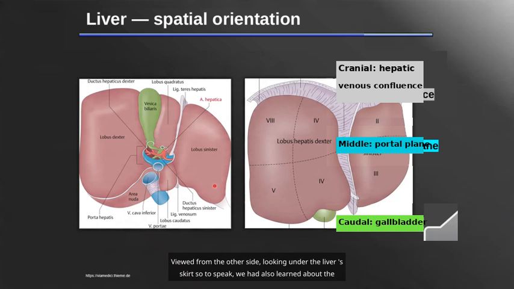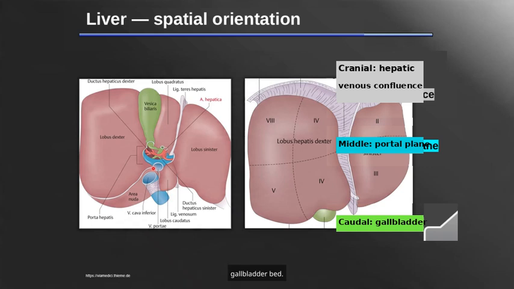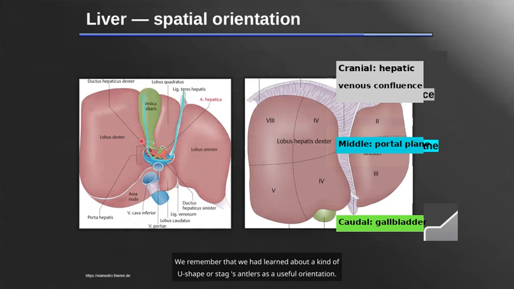Viewed from the other side, looking under the liver skirt, so to speak, we had also learned about the ligamentum teres, the portal vein plane, and the gallbladder with its fossa interlobaris as the gallbladder bed. This is roughly how the structures can also be visualized from left to right in an ultrasound. We remember that we had learned about a kind of U-shape or stag's antlers as a useful orientation. And now the question is how to capture this organ in 3D.